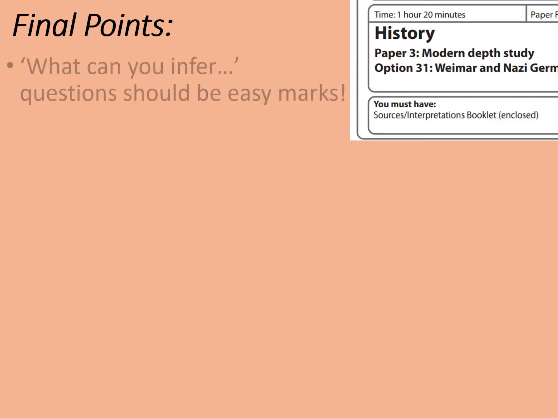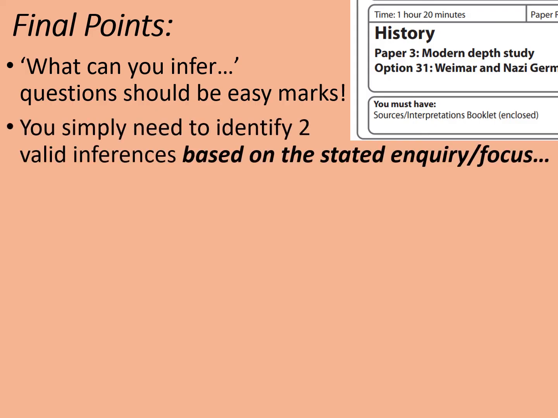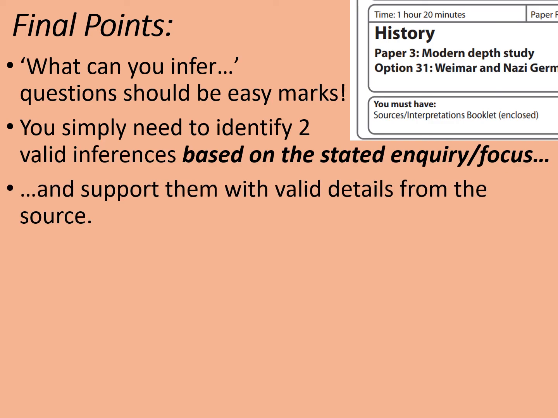Some final points then. What can you infer questions should be easy marks. You simply need to identify 2 valid inferences based upon the stated inquiry and focus, and that's the only real place that you can be tripped up here. And you will need to support them with valid details from the source. Remember, if you haven't got a valid inference based upon the stated inquiry, you can't then choose a valid detail from the source, so make sure you do the first bit correctly.